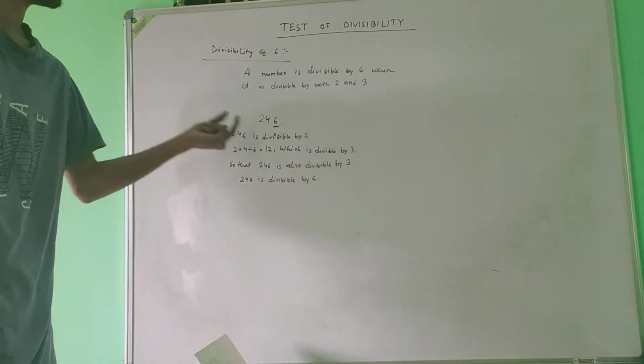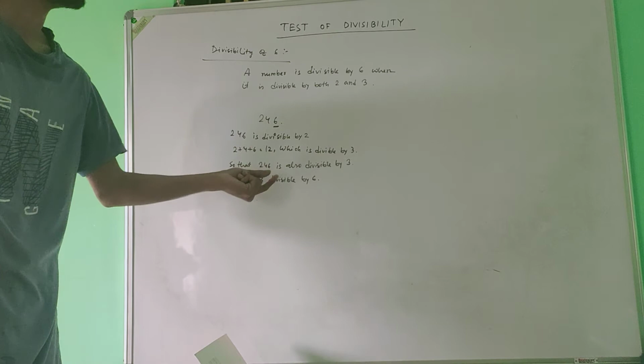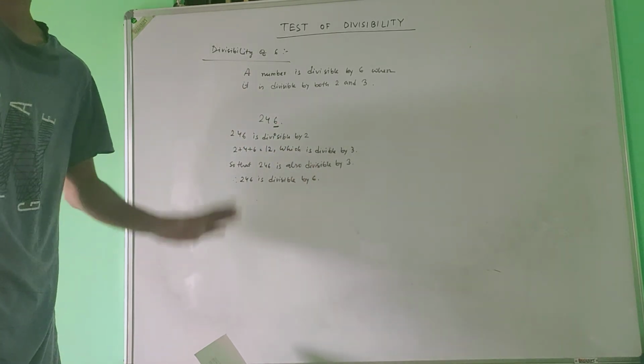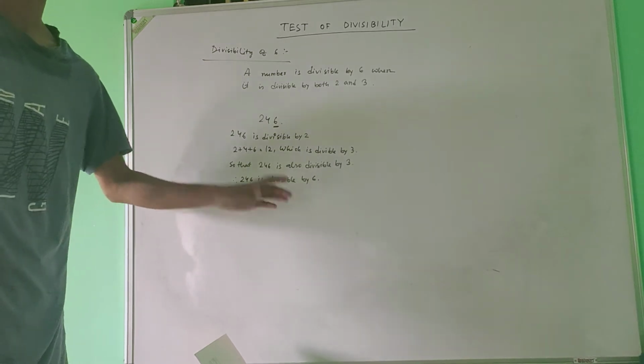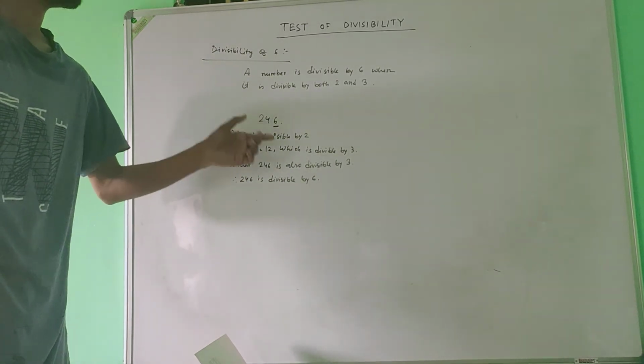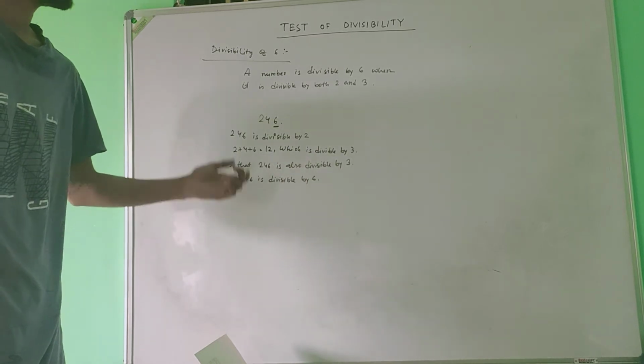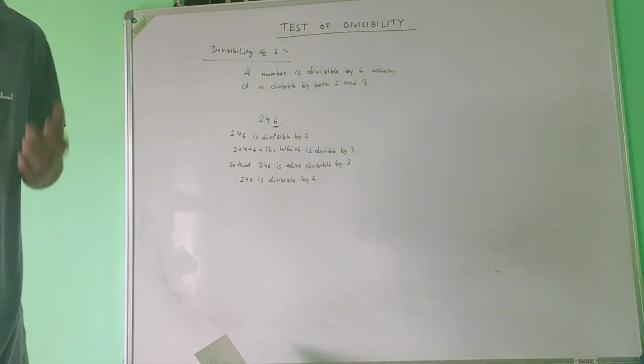Suppose there is a number which is not divisible by 2 but is divisible by 3, then that will not be divisible by 6. As well as, suppose a number is divisible by 2 but not 3, then we cannot say that number will be divisible by 6.